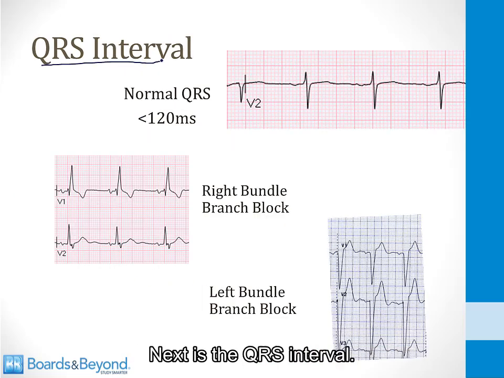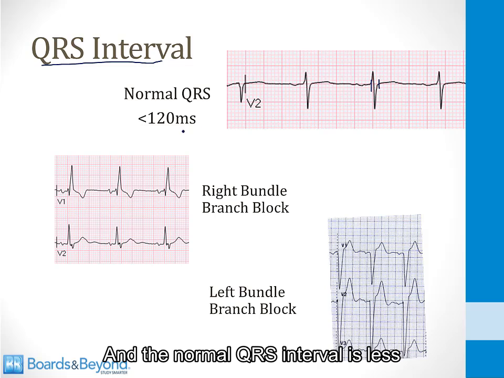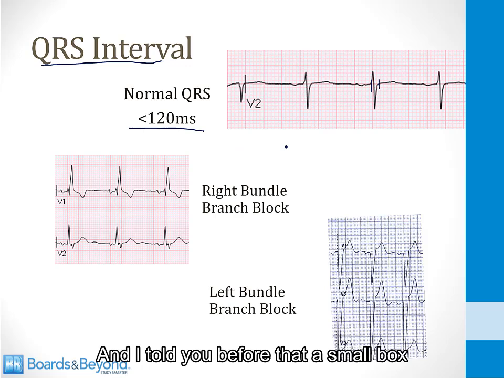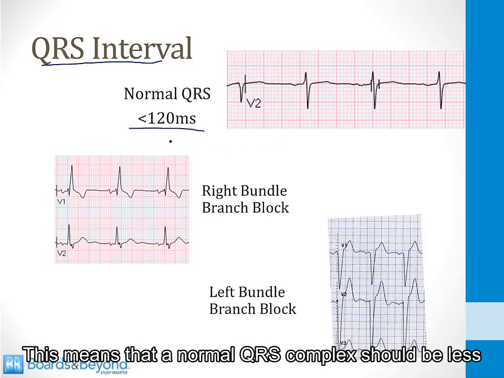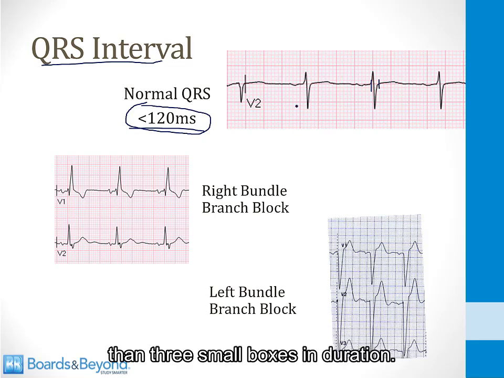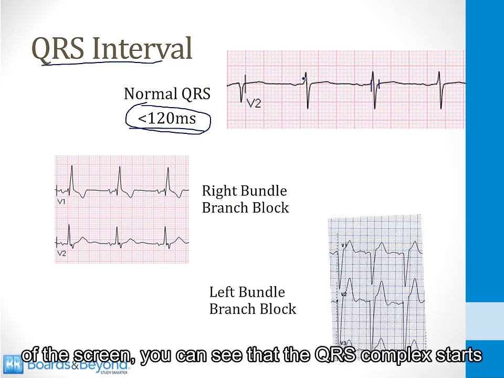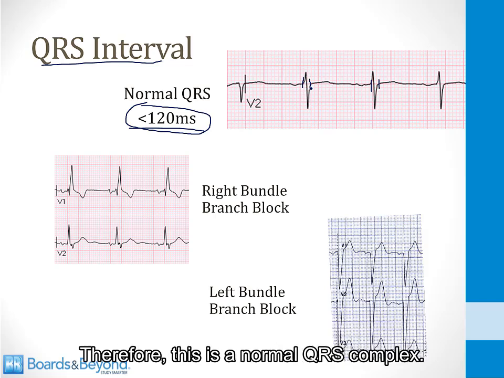Next is the QRS interval. This is the time from the start of the QRS complex to the end of the QRS complex. And a normal QRS interval is less than 120 milliseconds in duration. I told you before that a small box on the surface EKG represents 40 milliseconds. This means that a normal QRS complex should be less than 3 small boxes in duration. And if we look at this blown up image on the top right side of the screen, you can see that the QRS complex starts and ends before 3 small boxes have passed. Therefore, this is a normal QRS complex.